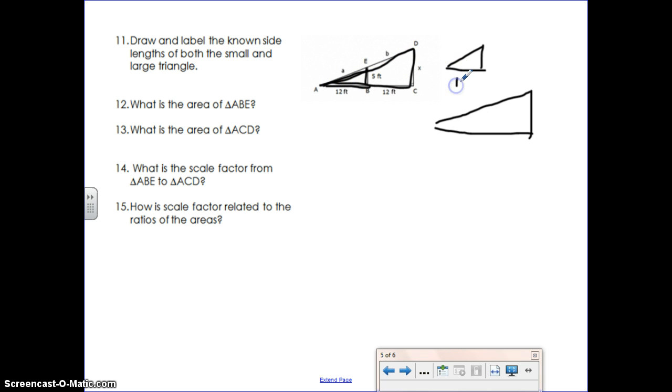All right, so the small triangle is 12 and 5. The large triangle, what is this length across the bottom? Are you noticing it's 12 plus 12, which is 24? Do we know what this height is? It's x. Could you find x before we go on? Take a minute with your partner, set up a proportion, and find x.